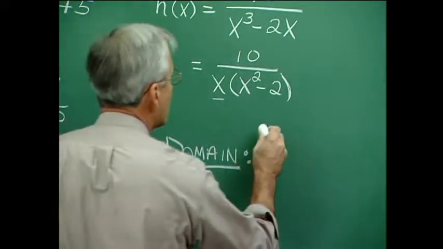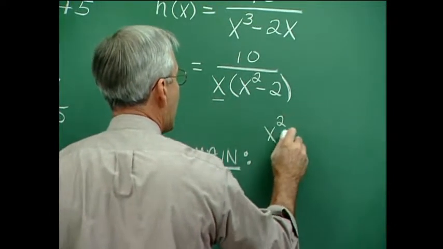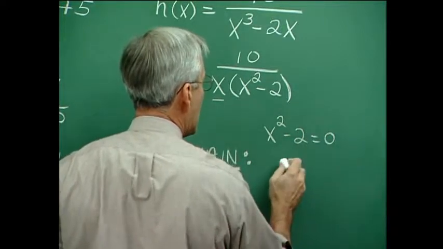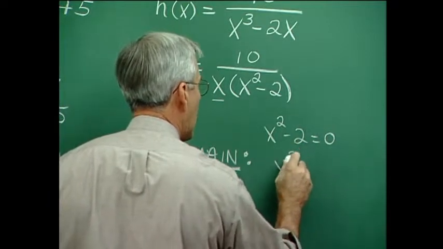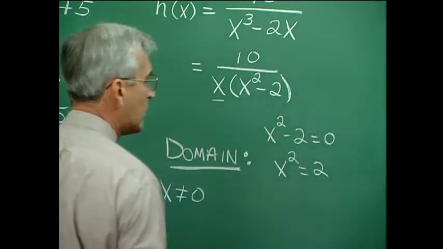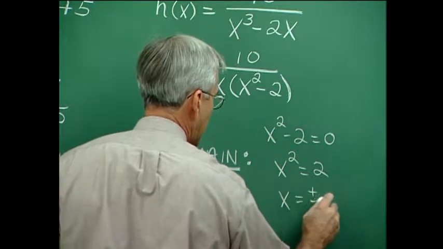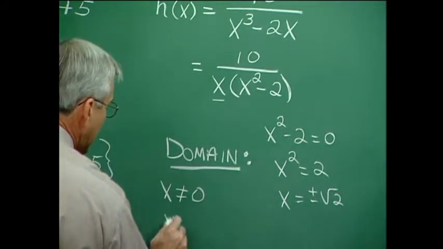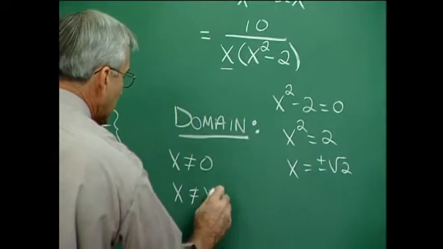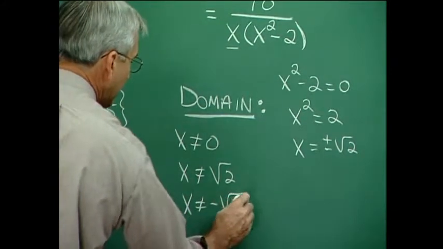But we can do this. We can think, well, I'd like to know the values of x that will cause x squared minus 2 to be equal to 0. And now I can solve this by doing this. Add 2 on both sides, and now by the square root property, x is plus or minus the square root of 2. So our other limitations are x cannot be equal to the square root of 2, x cannot be equal to the negative of the square root of 2.